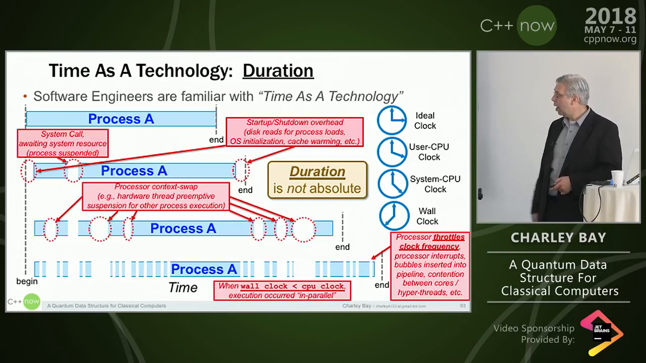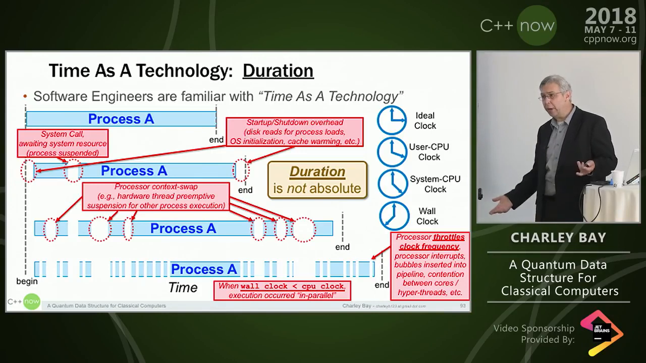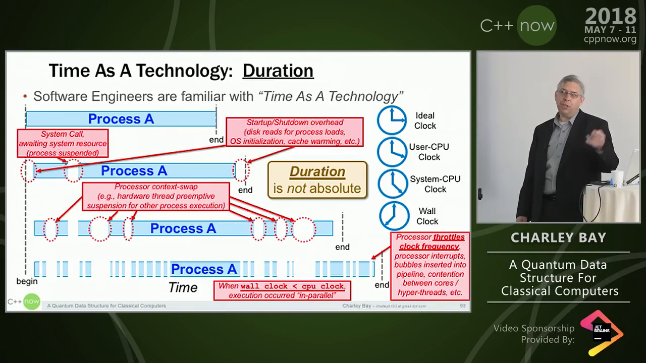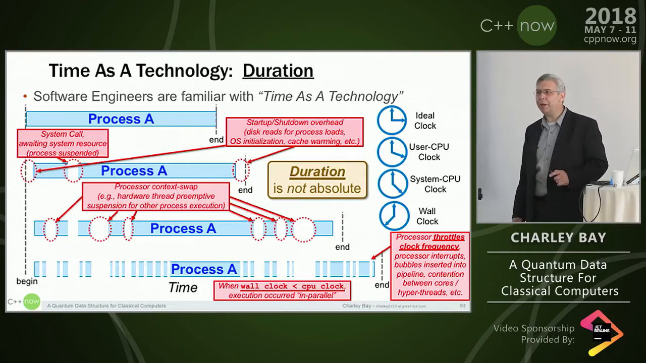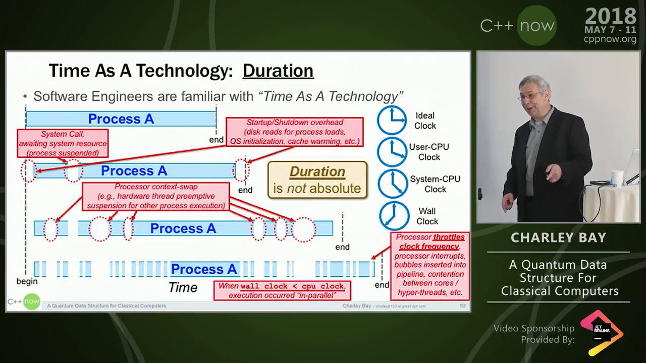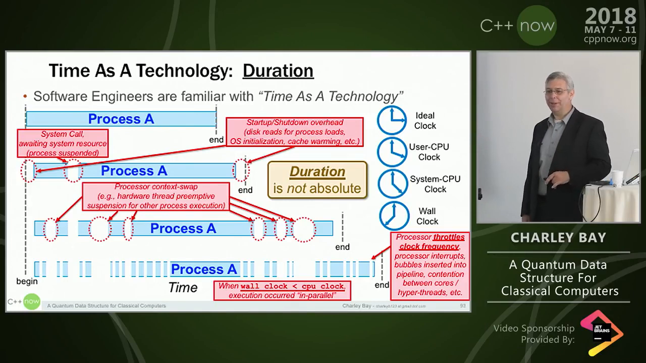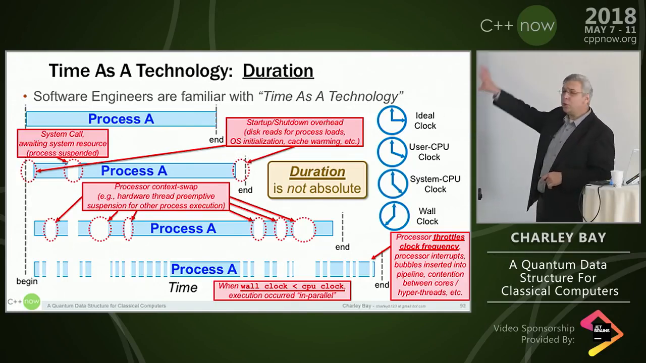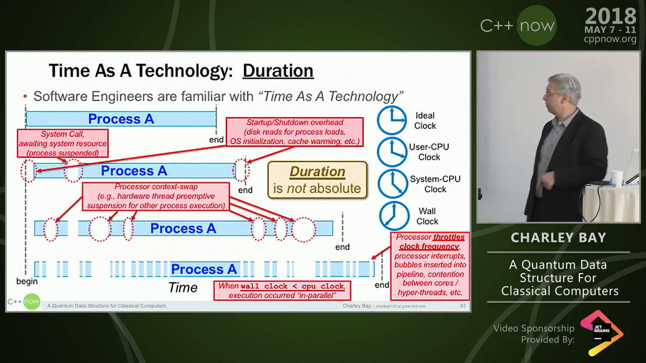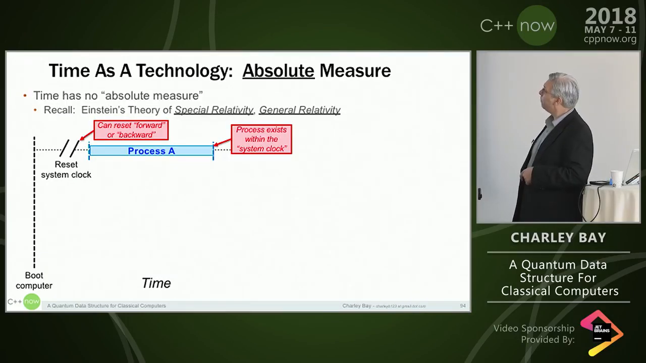So wall clock can be less than CPU clock. That's weird. But we now know, well, that's because things ran in parallel. No, I ran it single-threaded. Well, yeah, you ran it single-threaded, but it ran multiple instructions in parallel while you ran, so the CPU can do weird things. So we're totally comfortable with this. Duration is not fixed. In the land of physics, it's not fixed, but we know it's not fixed. So absolute measure.